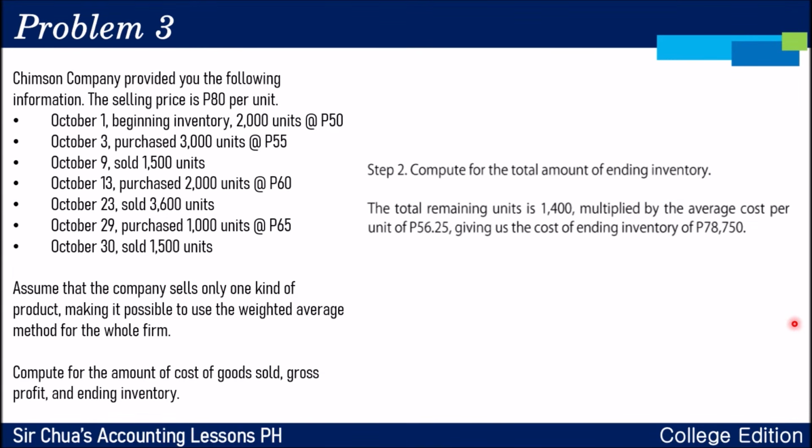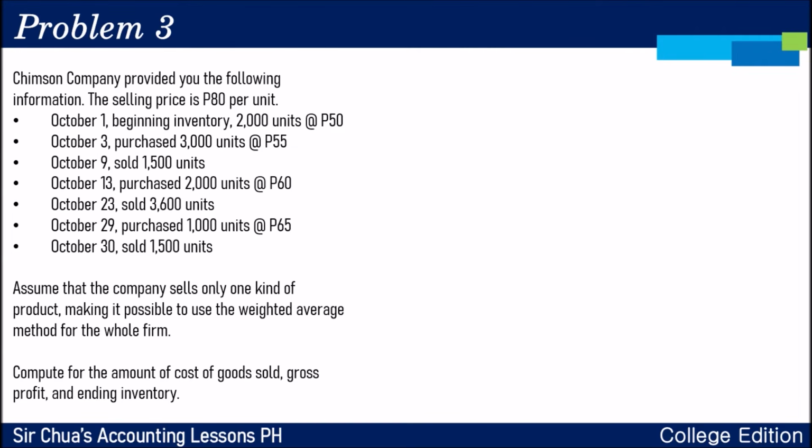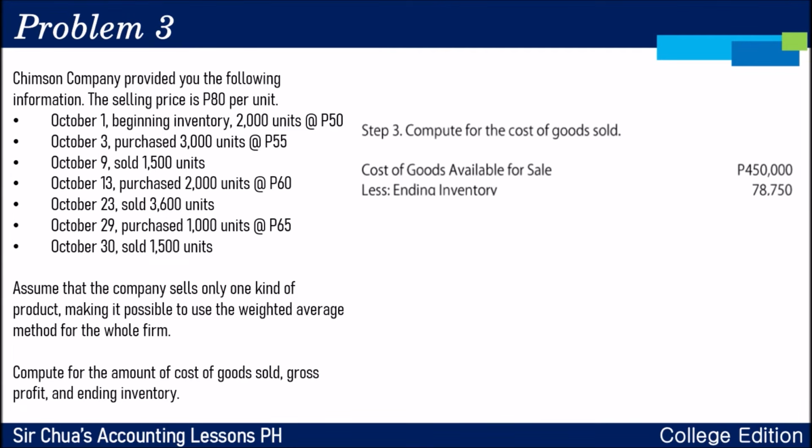Okay. Now, compute for the total amount of ending inventory. Since the number of units left is 1,400, you simply multiply it by the multiplier we got, 56.25, which is the average cost. Automatically, your ending inventory is just 56.25 times 1,400, 78,750. And then, for cost of goods sold, it goes like this. You take the cost of goods available for sale, less the ending inventory you computed, and that's it. Cost of goods sold, 371,250.